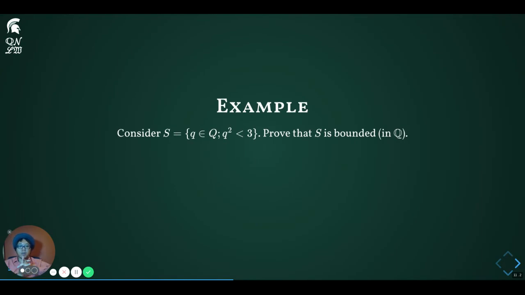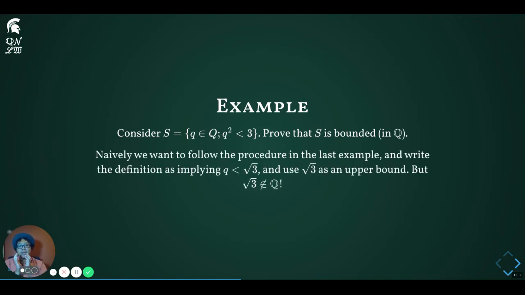Consider the set S of rational numbers whose square is less than 3. We are asked to prove that it is bounded. Naively, we want to follow the procedure in the last example, where we showed that all rational numbers less than 1 form a set bounded above. There, we just used the number 1 as the upper bound. Here, however, the analogous statement is that elements of S are bounded above by the square root of 3. However, root 3 is irrational and so cannot take the place of an upper bound in the context of rational numbers.